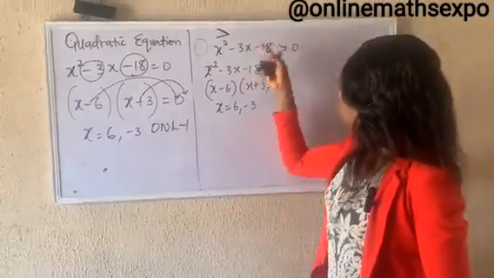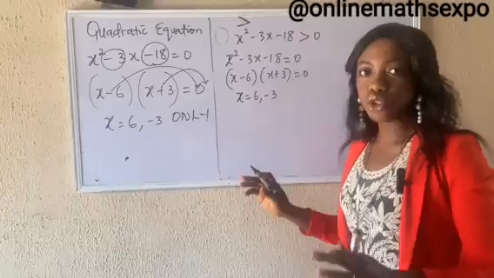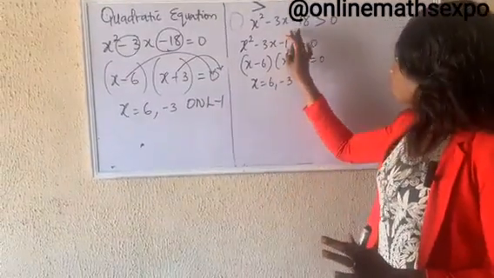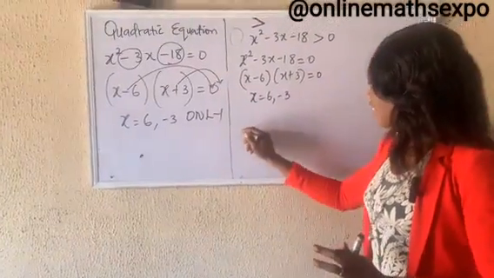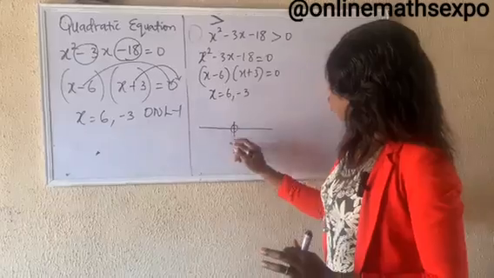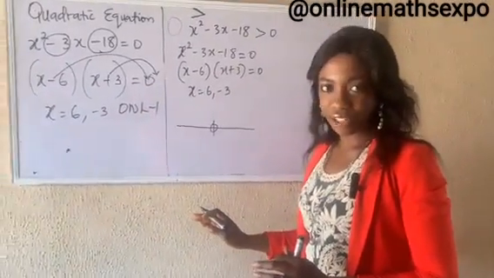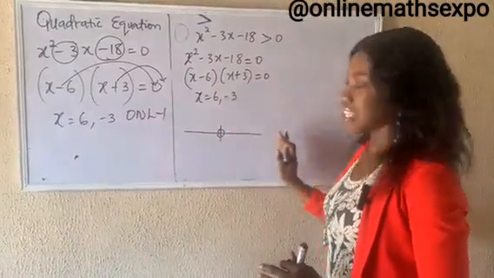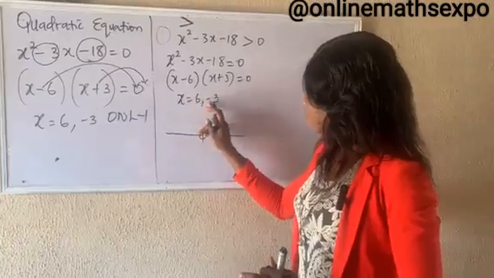Now let's introduce the inequality. In introducing the inequality, you will use your number line. You know, you cannot do well on inequality without knowing how to use your number line. So let's draw a number line as usual. Remember, this is the origin, and from the origin to the left-hand side gives us negative values. From the origin to the right-hand side takes the positive values. So we now have 6 and minus 3.